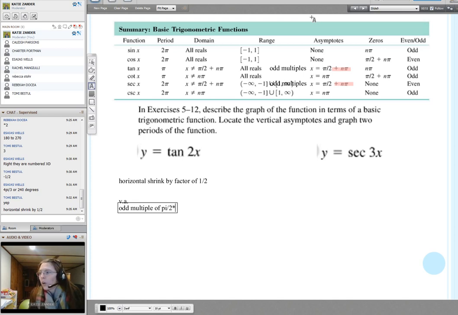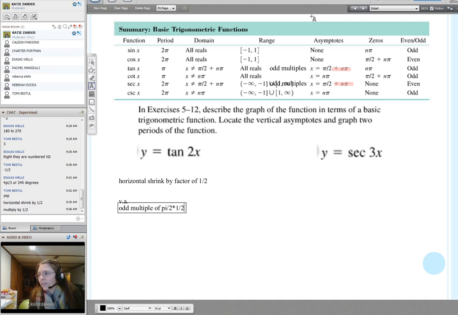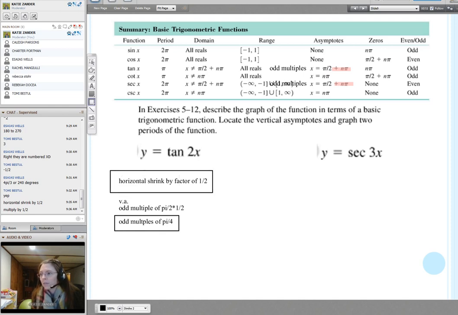However, what are we going to do to figure out where those asymptotes are actually occurring? You have to multiply it by that stretch or shrink in the horizontal factor there. Yep, so technically that's going to be a pi over 4. So your vertical asymptotes are occurring at odd multiples of pi over 4. All right, we're really starting to catch on with those vertical asymptotes, so that's good to see.